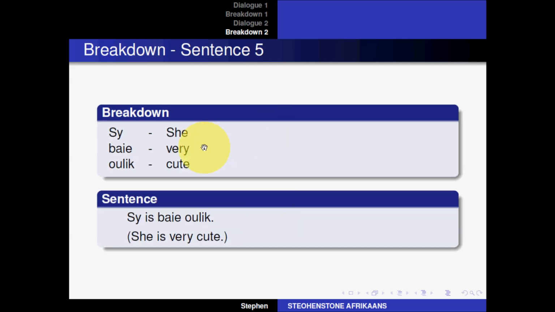Sentence 5. The three new words are sy, which means she, baie, which means very or a lot, and the next word is oulik, which means cute. So the sentence is sy is baie oulik, which means she is very cute.